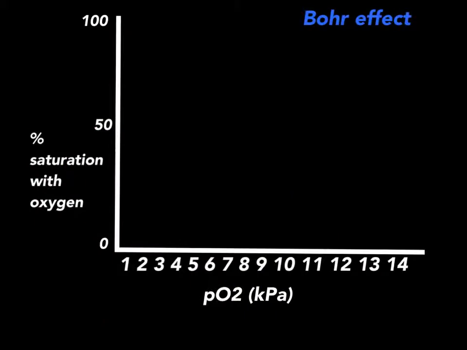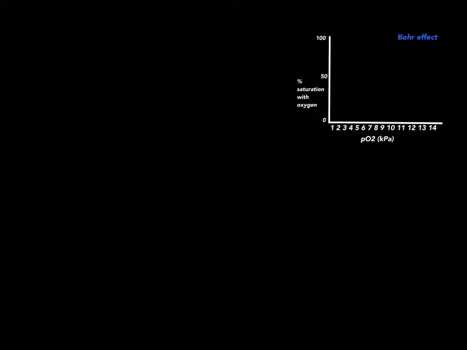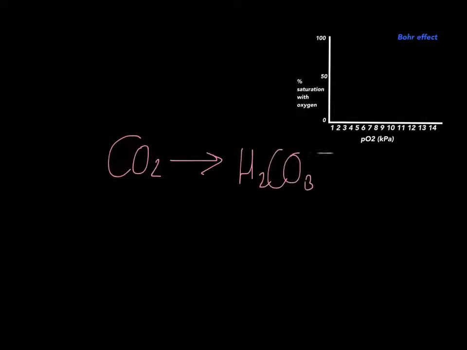So what we're going to look at now is something called the Bohr effect, which has to do with changes in carbon dioxide concentration. If we think about what that means, every time we respire, we produce carbon dioxide. And what that produces in the red blood cell is carbonic acid, which dissociates into hydrogen and hydrogen carbonate ions.